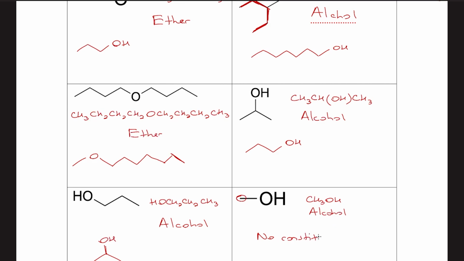I dare you guys, try to draw a constitutional isomer. Did I spell that right? Constitutional isomers. There will be no constitutional isomers. You can't make another alcohol because no matter what, it's still the same thing. And you definitely can't make an ether because you only have 1 carbon. And so there are no constitutional isomers for this example. Kind of a trick question.